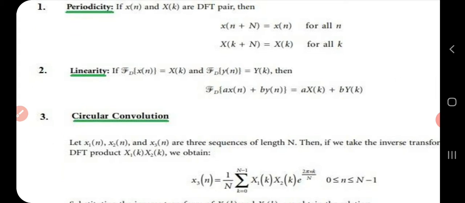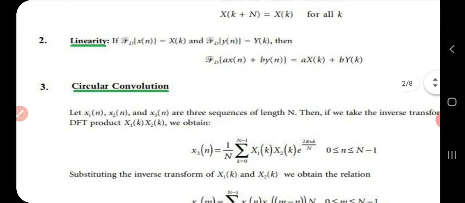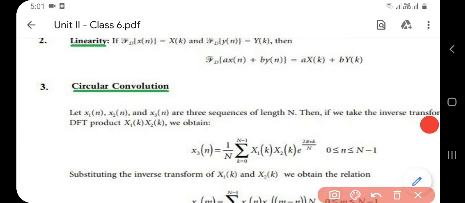If DFT of x of n is equal to X of k and DFT of y of n is equal to Y of k, then DFT of a variable, say a, x of n plus another variable, say b, y of n is equal to a X of k plus b Y of k, which we have already learned in simple mathematics. Then next is about circular convolution.